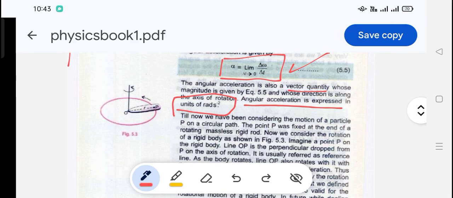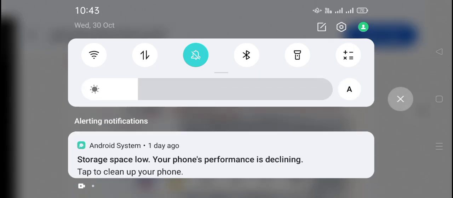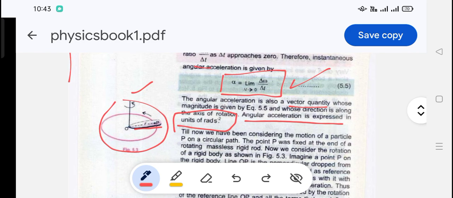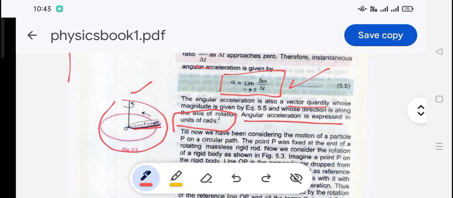Here we can see a picture in which a body is rotating in a circle, and its radius is denoted by r. Its rate of change of velocity is called angular acceleration, and its velocity is known as angular velocity.